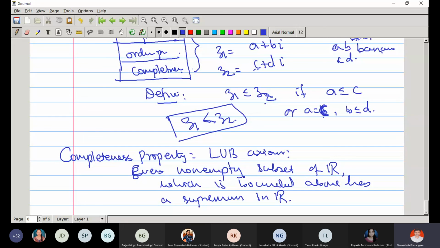And why is this special? Because there are some sets like the rational numbers. You can find a subset of rational numbers whose supremum is not in the rationals. But in the case of real numbers, once your set is bounded above, its supremum exists in real numbers. If your set is bounded below, its infimum exists in real numbers. That is the completeness property of real numbers. Is it clear? Yes, sir.